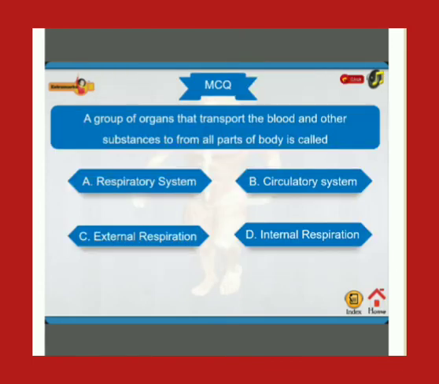Test yourself. A group of organs that transport the blood and other substances to and from all parts of body is called: A. Respiratory system, B. Circulatory system, C. External respiration, D. Internal respiration.